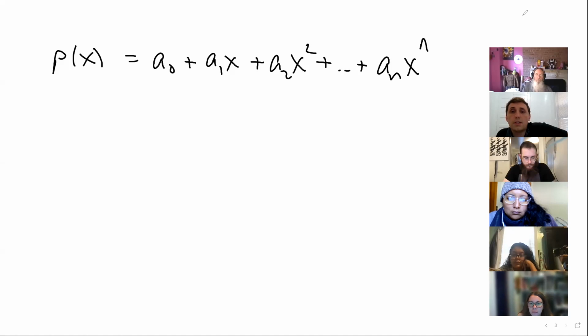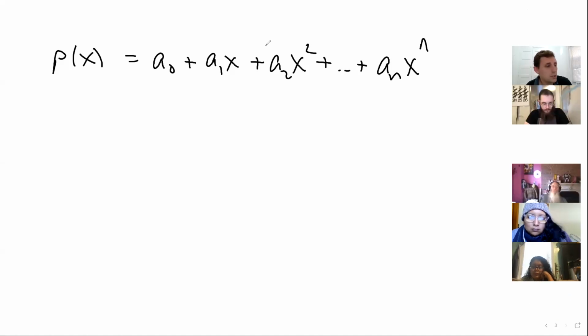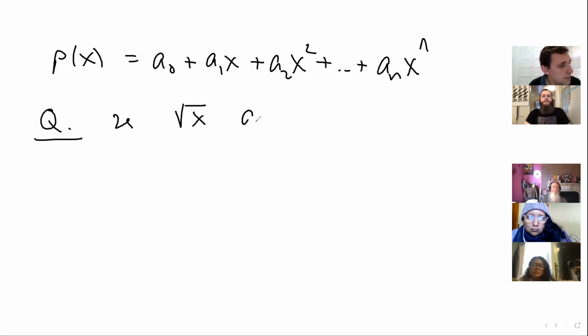Clear? So for instance, if I ask you this question, is root of x a polynomial? Let's just test if you understand. So question: is root x a polynomial? First, could anybody tell me what am I asking?